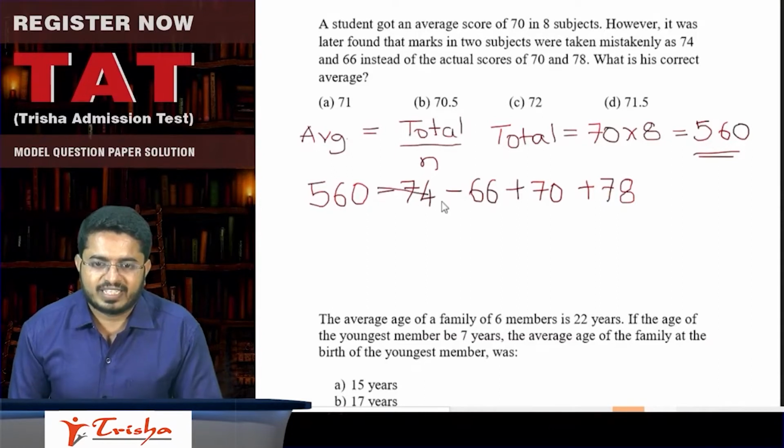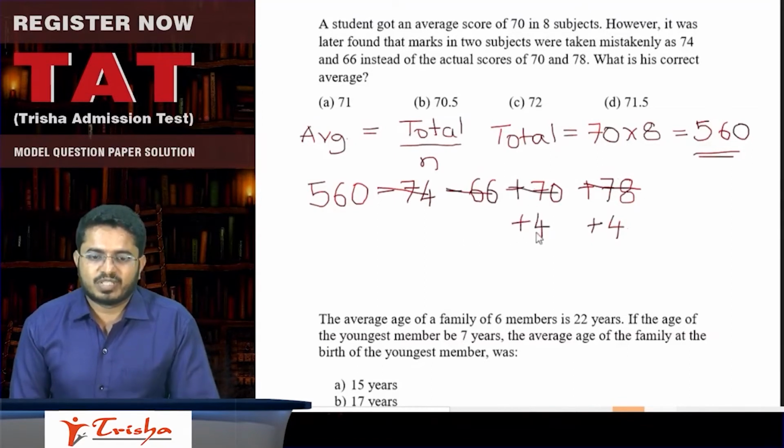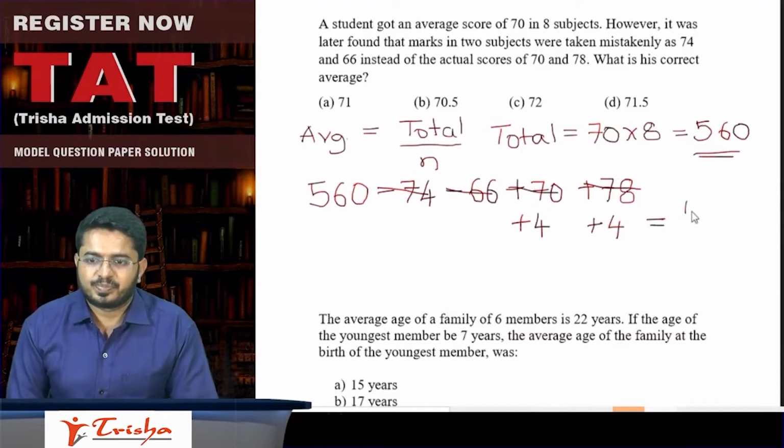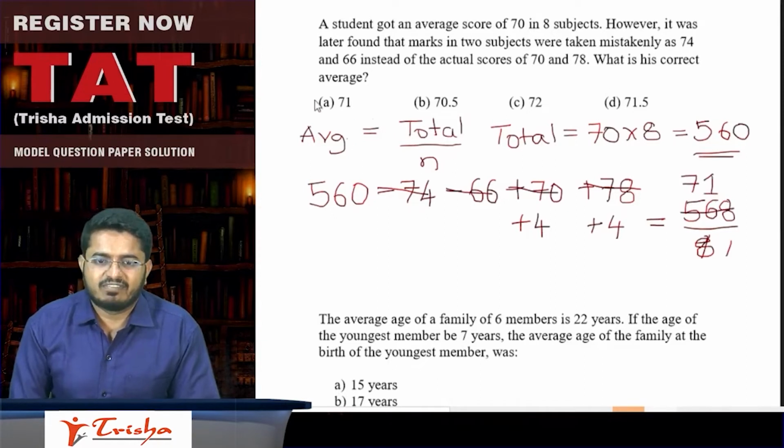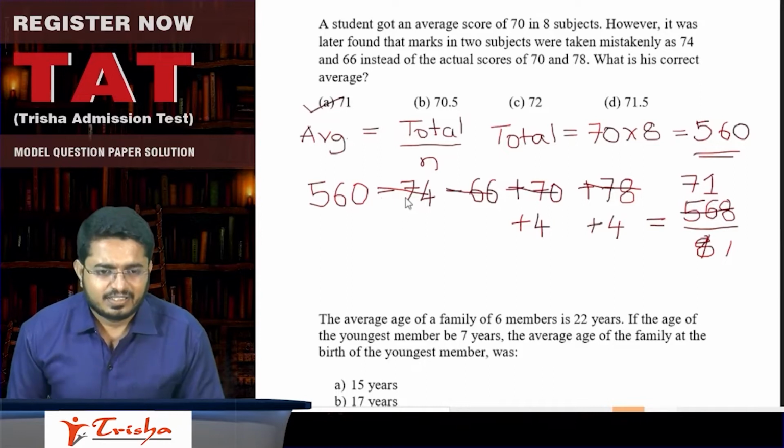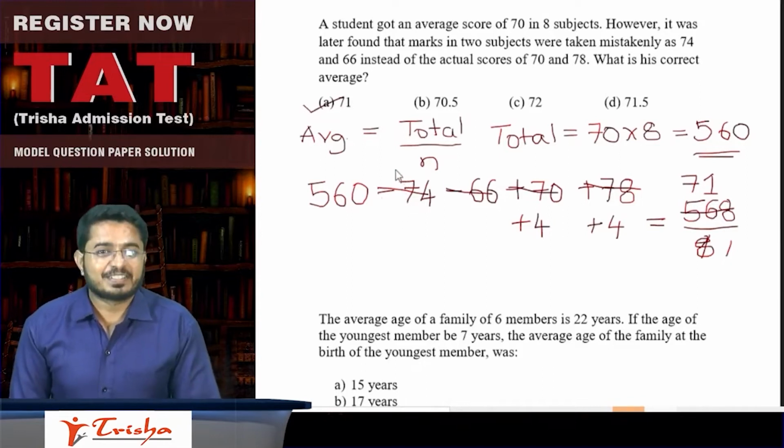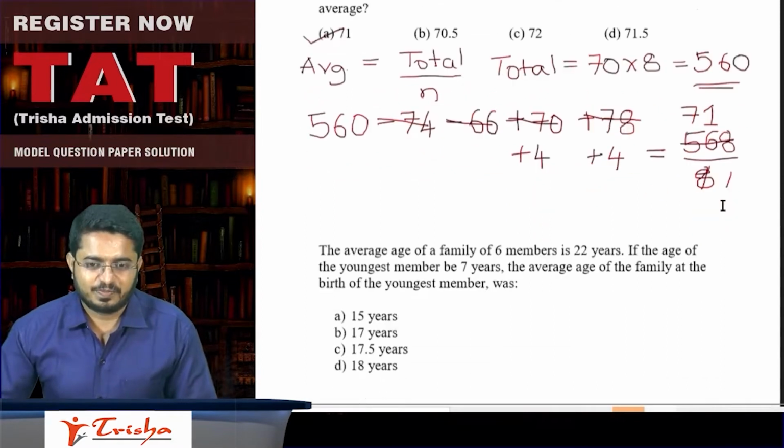See, 74 minus 74 plus 78. So what will remain? Plus 4 will remain, correct? Once again, minus 66 plus 70, plus 4 will remain. So 560 plus 4 plus 4, 568. This is the total. We have been asked to find out what is his correct average, correct? So 568 divided by how many subjects? 8 subjects. 8 ones are 8, 7s are 56, 8 ones are 8. So 71 is the correct average, right? So very simple question and a very simple answer to that question. Let's go to the next one now.